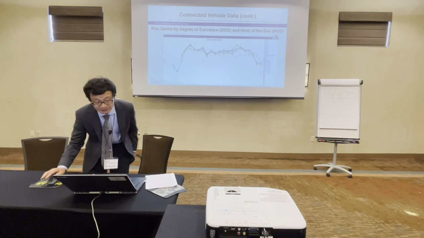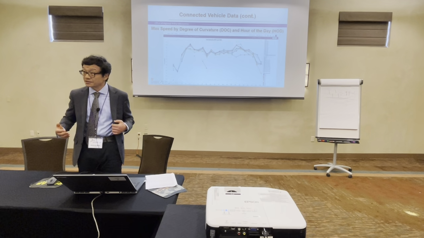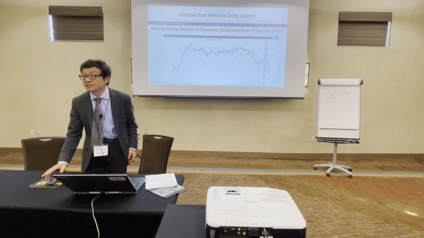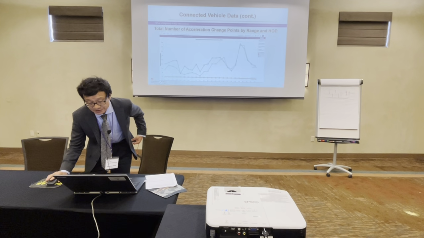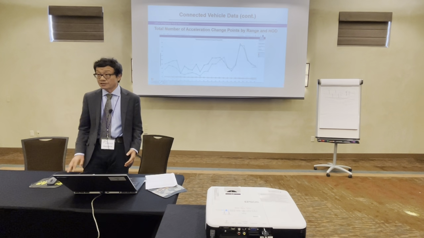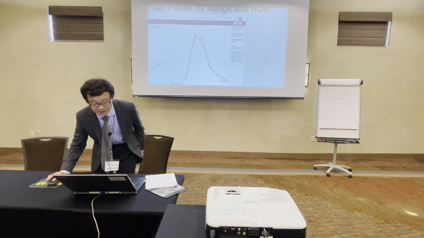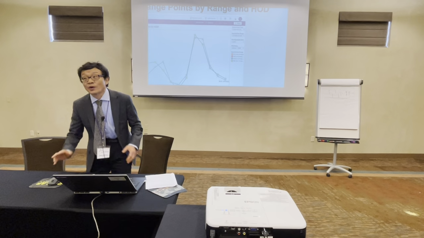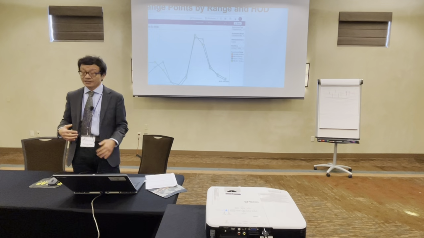And in the next one, you would see a little bit different. This one just shows the maximum speed, grouped by the same thing, degree of curvature and hour of the day. And the option on the right side is the same. Next one, we show the total number of acceleration change points by range and hour of the day. The options are a little bit different, and some are same. You can pick a date, a roadside unit, and also you can pick a range, whether or not it's a hard brake or soft lateral acceleration, something like that.